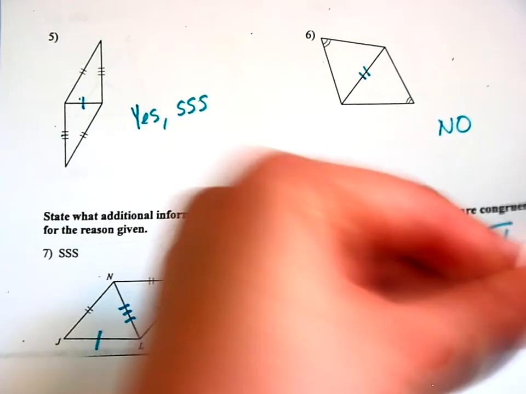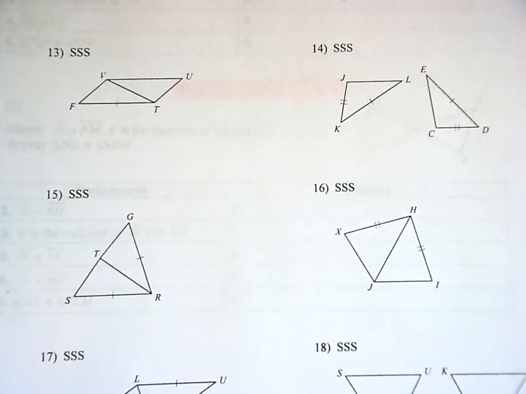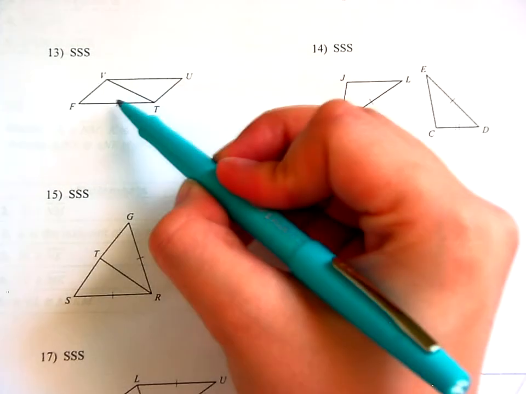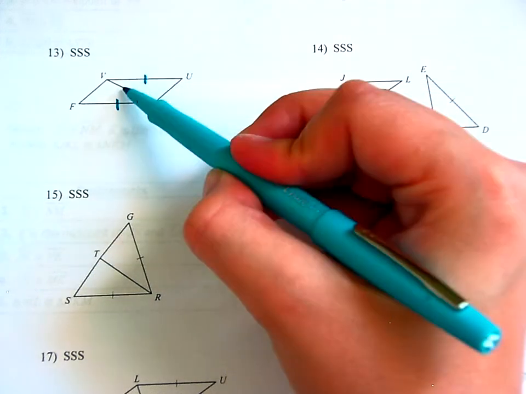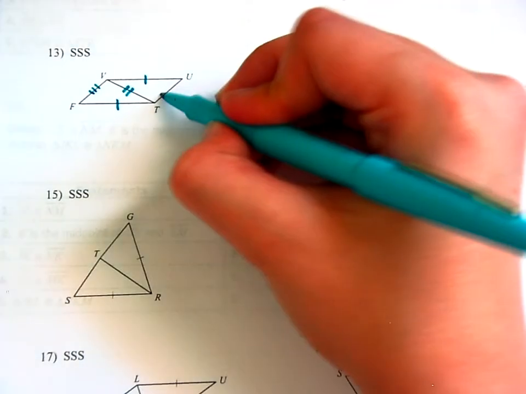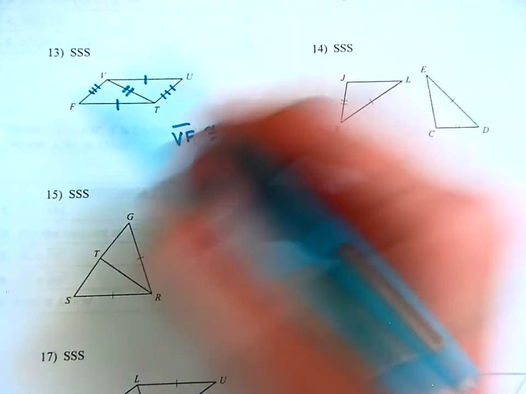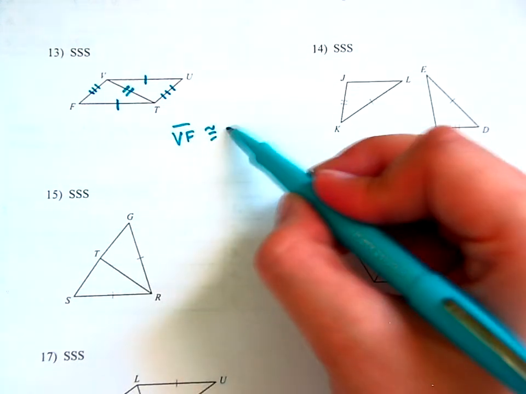Okay, let's try out a couple more of these. My paper got printed a little funky, so I'm going to move down a little bit. I'm going to start on number 13. Okay, so we're seeing, do we have side, side, side congruency? We've got a side marked right here, the side that they share, so the missing information is the one with 3 lines. VF needs to be congruent to TU.